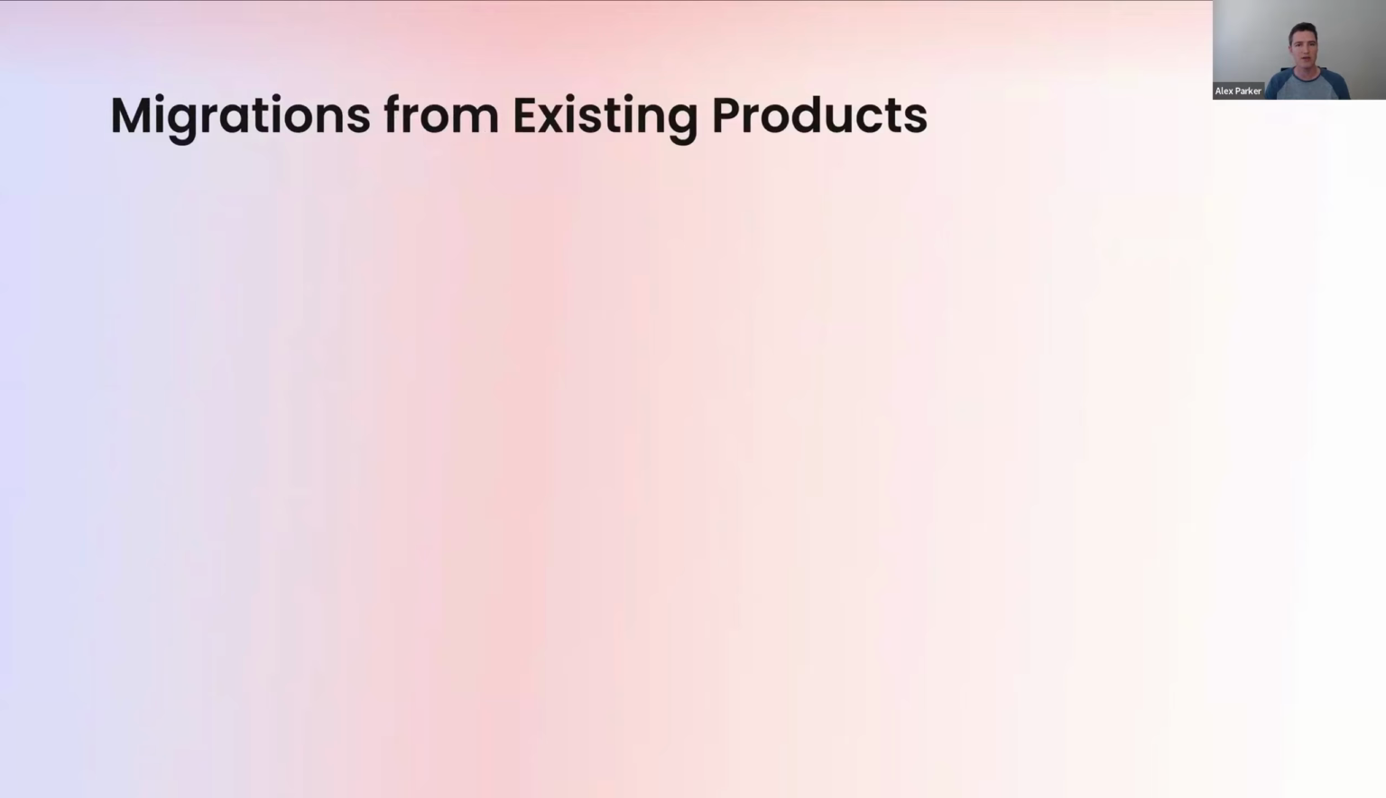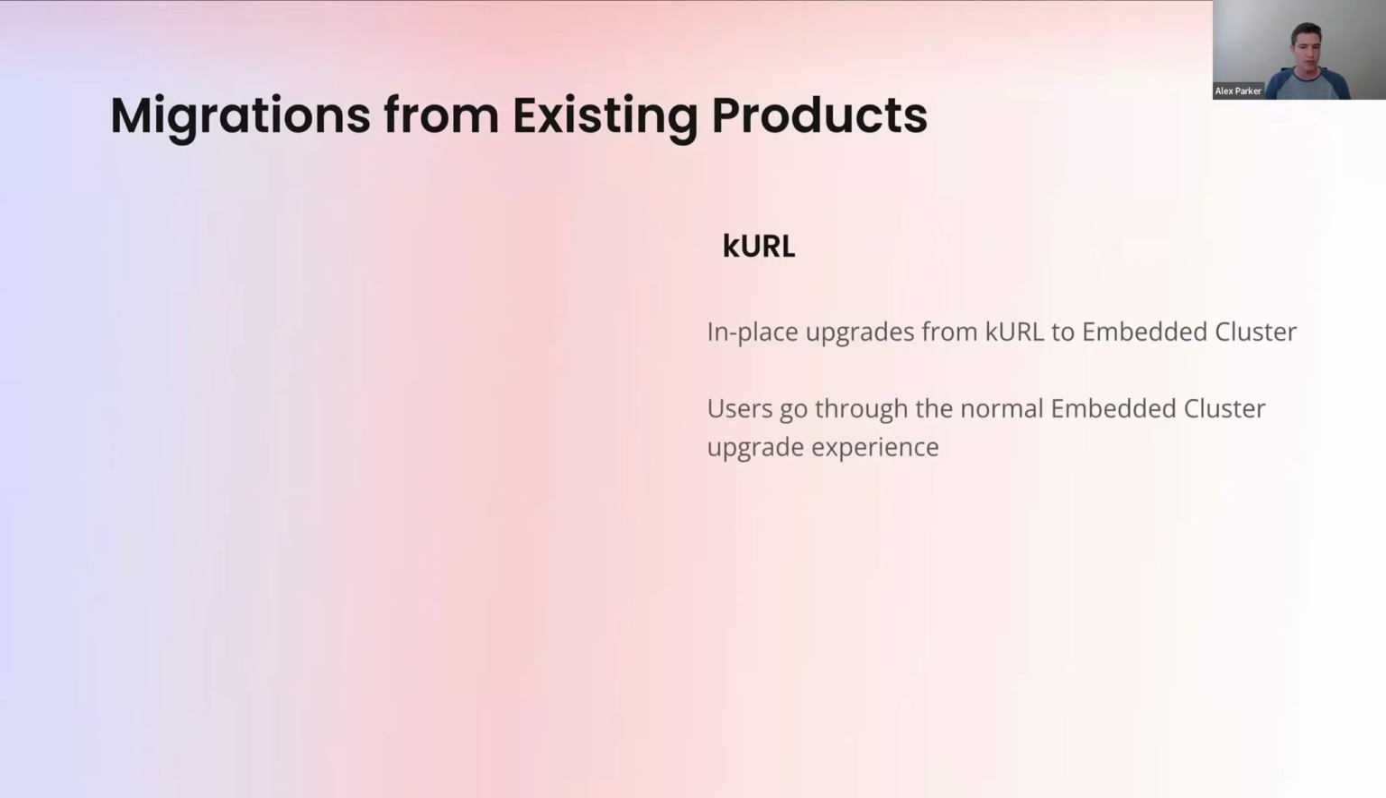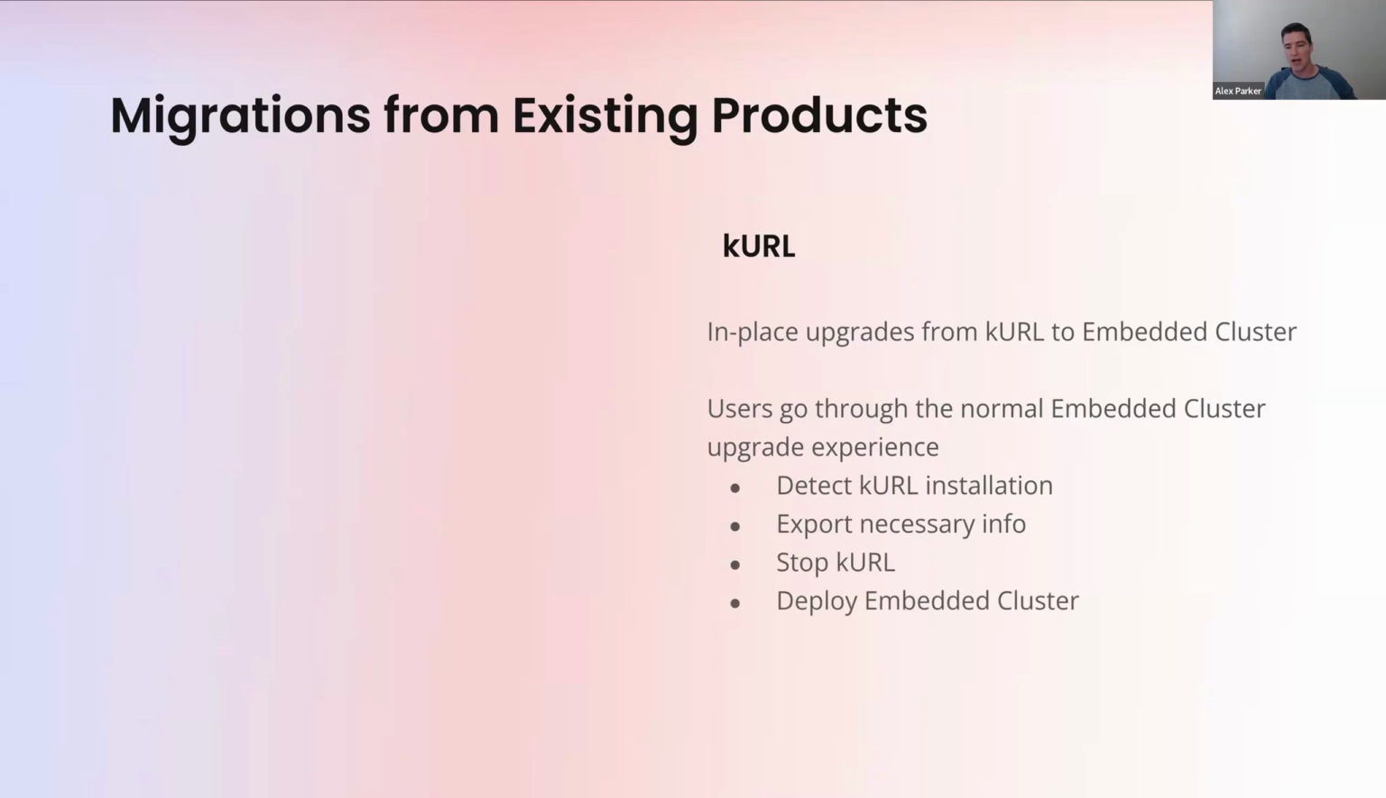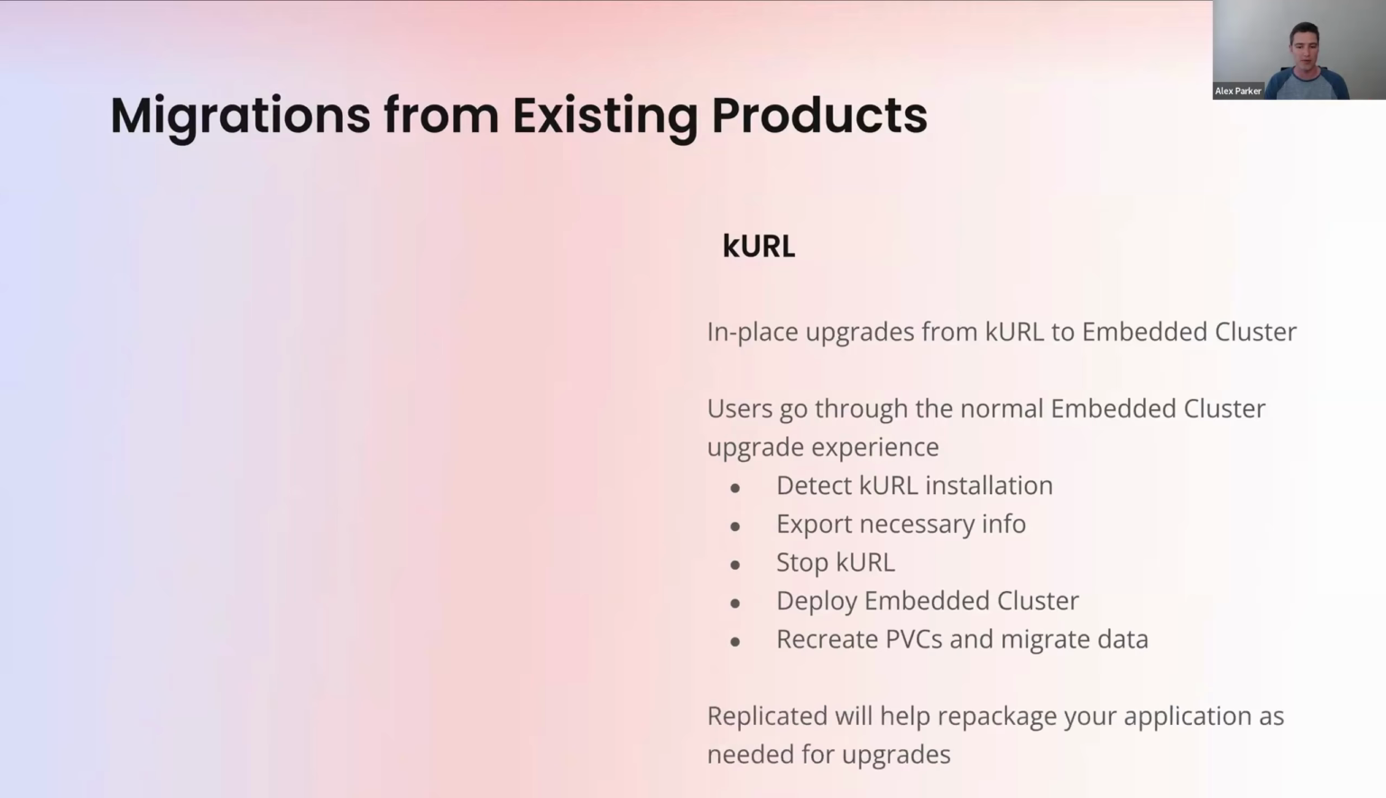And then lastly, I'll talk about migrations from existing products. For kURL, we're going to support in-place upgrades from kURL to embedded cluster so that users can go through the normal embedded cluster upgrade experience and have that detect that there's a kURL installation and export some info, stop kURL, deploy embedded cluster, and then recreate all of your data and install the application to migrate you over from kURL to embedded cluster in a process that feels hopefully less like a migration and more like an upgrade.